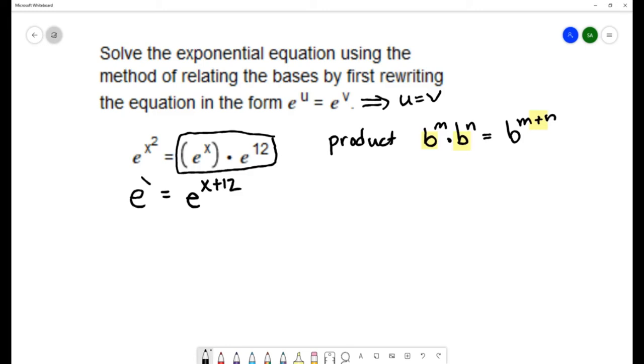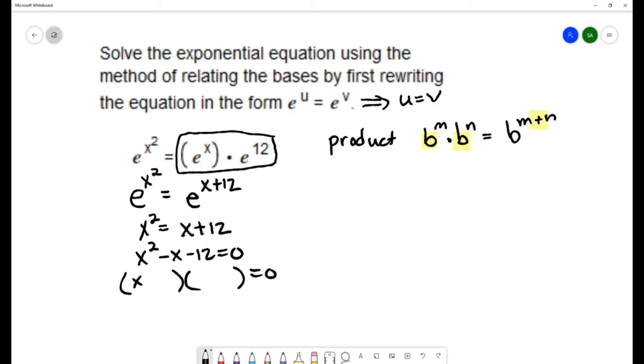On the left-hand side, we're just carrying that down, and you can see that we have the same base on both sides. We can apply that one-to-one property and say that the exponent on the left is equal to the exponent on the right. So we have x squared equals x plus 12. We're going to move all the terms to the same side. That's x squared minus x minus 12 equals 0. This is a quadratic, and we can solve it by factoring.